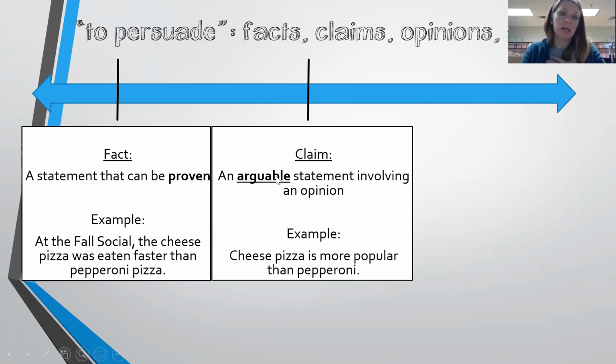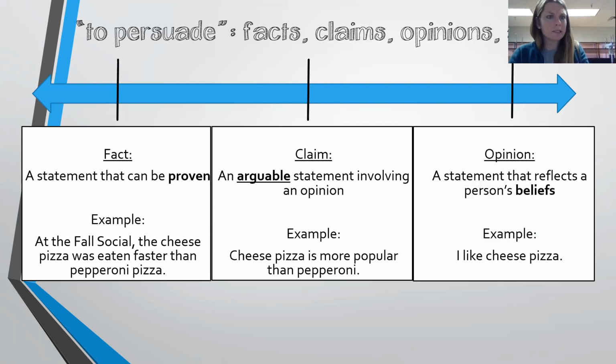That is a claim. It is a statement involving an opinion, but usually is backed up by facts, usually has reasons to back up your claim. Okay. And then finally, the last one to the right on the truth telling scale, if you will, an opinion is simply something that reflects a person's beliefs.